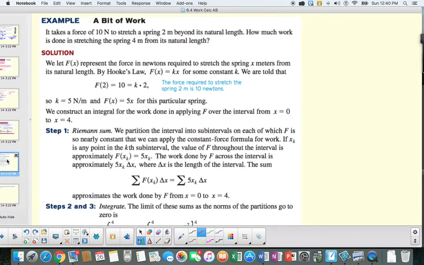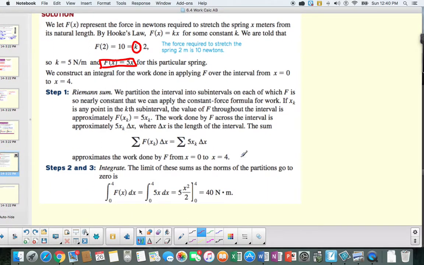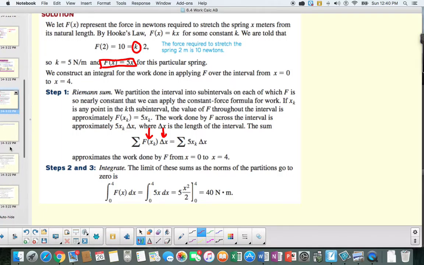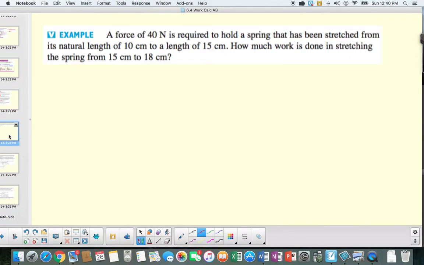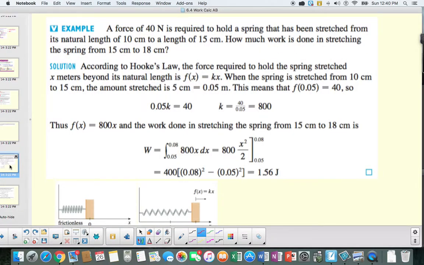All right, here is an example of a problem. Notice that this information right here is to help us find our spring constant. Once we find our spring constant, then we have an expression for our force. We can then describe the force in a Riemann sum, force and distance, and then set it up as an integral. All right, your turn. Stop the screencast and see what you can do. And here is the answer.